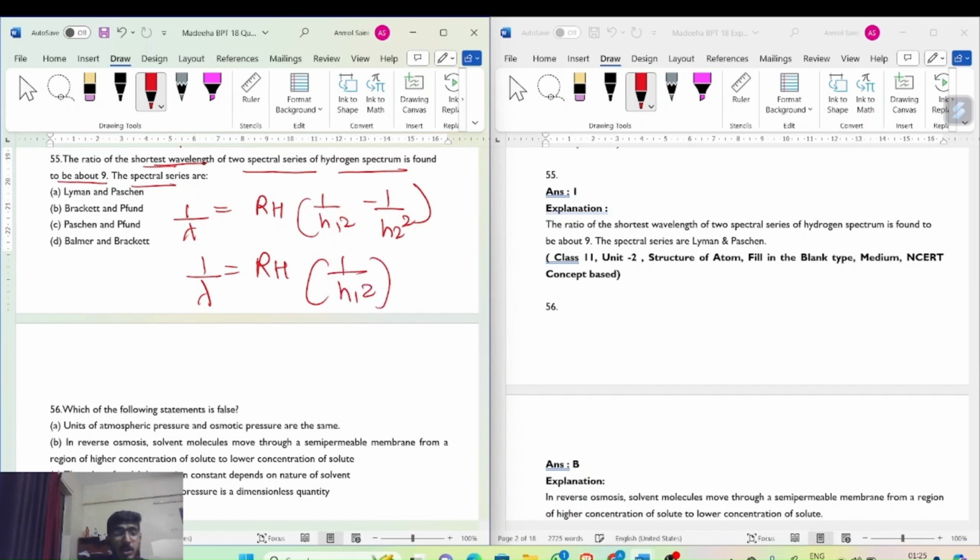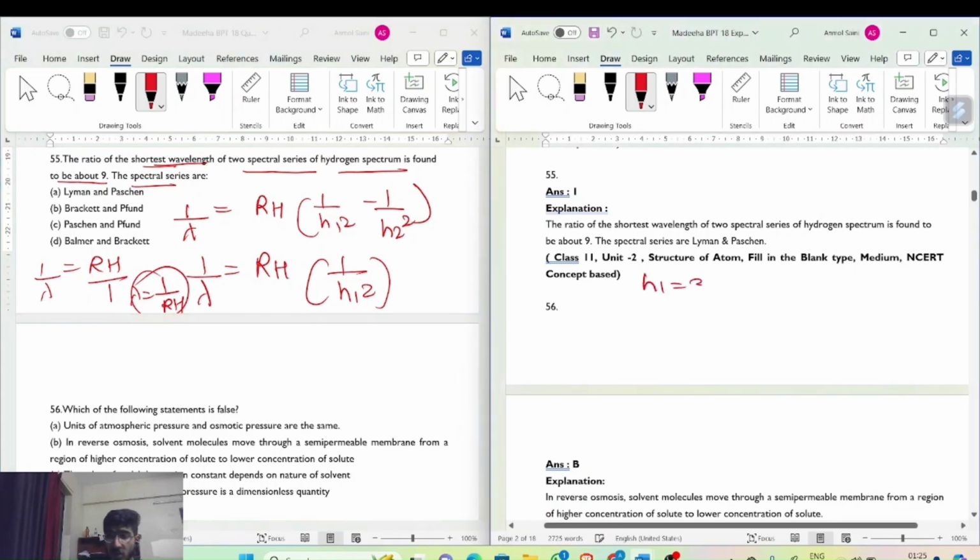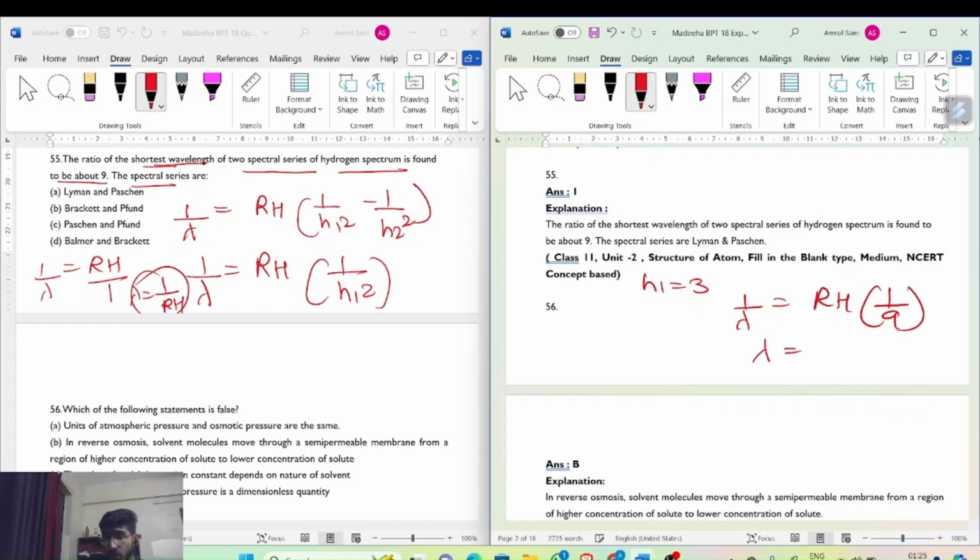Okay. So now we have to calculate for Lyman series. For Lyman series, n1 value will be 1. So 1 by lambda equals RH divided by 1. So lambda equals 1 by RH. Then for Paschen series, n1 will be equal to 3. So 1 by lambda equals RH divided by 1 by 9, because 3 square equals 9. So lambda equals 9 upon RH.